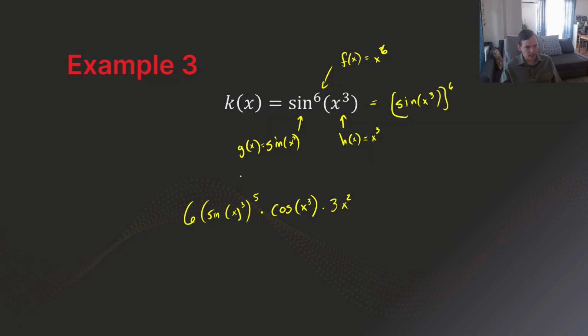So you'll notice I did the outer part, the x to the 6th, and then I just plugged in everything that was inside, so sine of x cubed. Then I need to multiply by the derivative of sine of x cubed, which gives cosine of x cubed, but because of the chain rule, I get my 3x squared. So this is what happens when you do it multiple times.